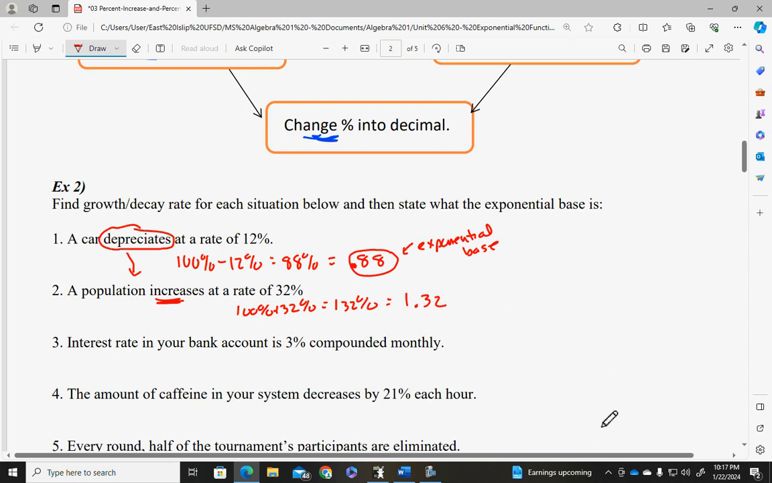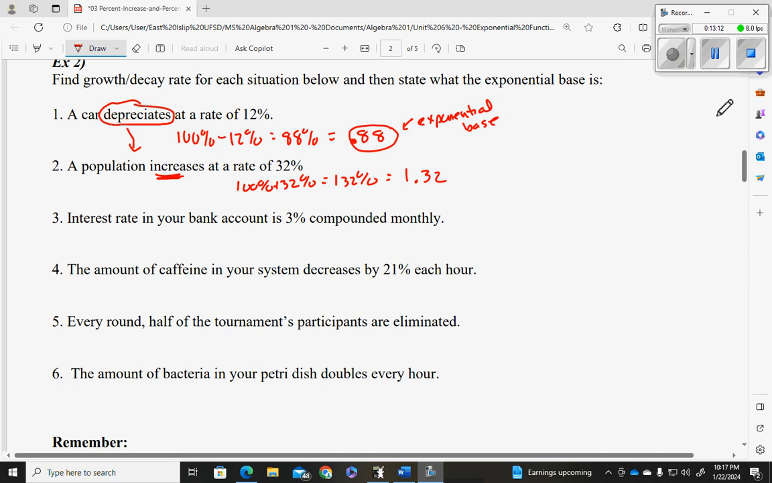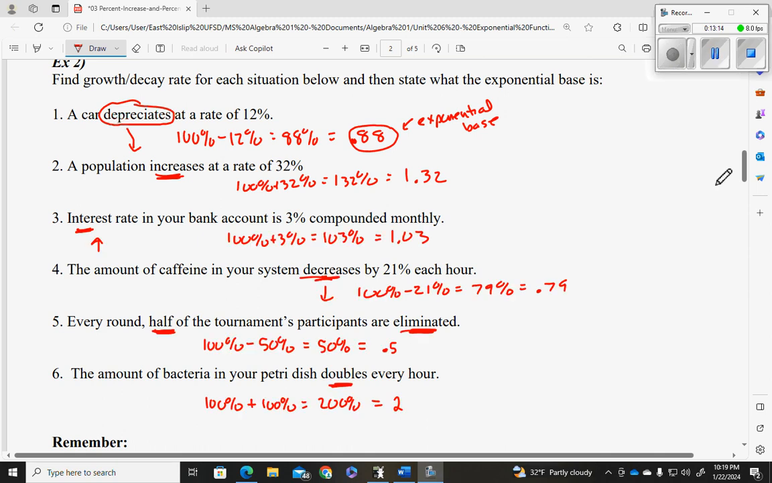So I want you to try the rest of these up to number 6 and then check your answers with me. You could hit pause. So here's what I got for my answers.